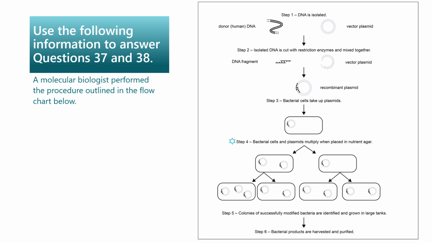Step 4, bacterial proliferation, a gene cloning. The transformed bacteria undergo binary fission on nutrient agar, replicating both themselves and the recombinant plasmids inside them, making many copies of the target gene. Step 5, selection and scale-up. Successfully modified bacterial colonies are identified, isolated, and cultured in large tanks or bioreactors. Step 6, harvesting. The protein products expressed by the bacteria are harvested and purified for downstream use.